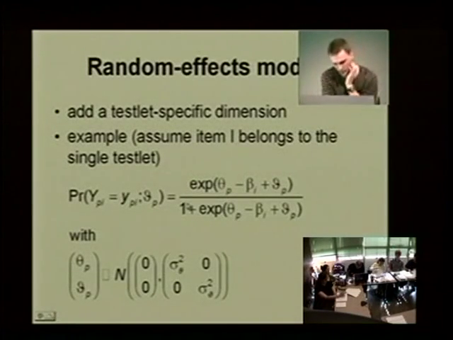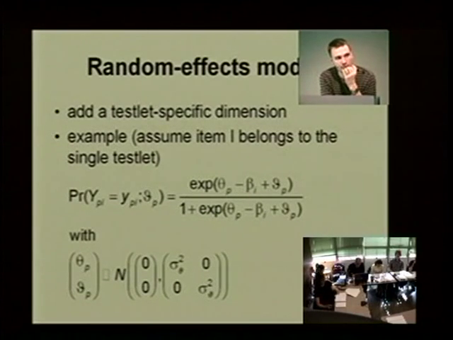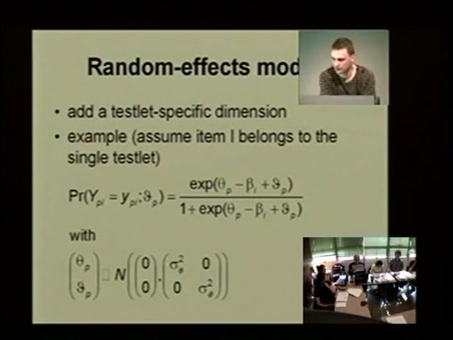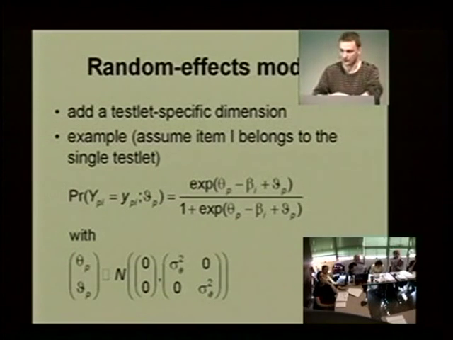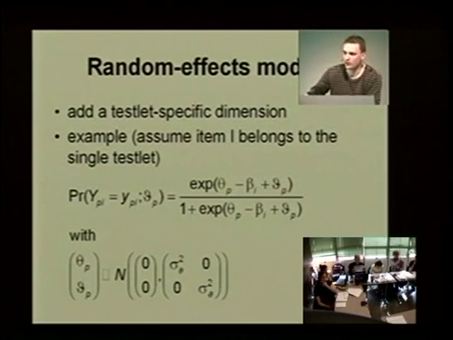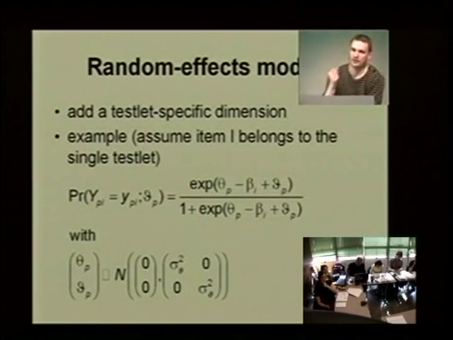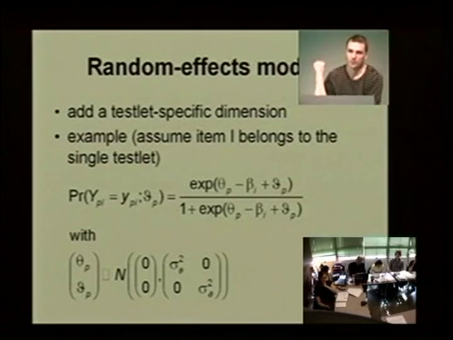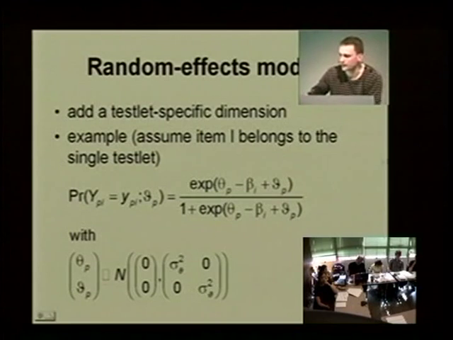Okay, so we already discussed some score models. Then we discussed conditional models, where you write the conditional probability of giving a certain response on the responses given to other items. Here is a third approach to model residual dependencies, and that is the random effects approach. So it is just an extension of what has been done before. What you do is you add a testlet-specific dimension. For each possible testlet in the data set, you add a new latent trait, and that has been denoted here by this round theta.